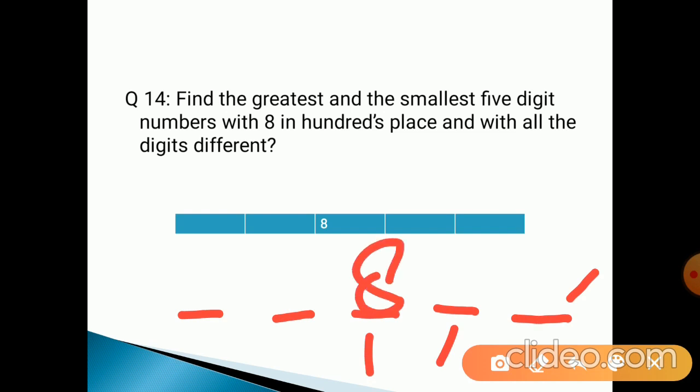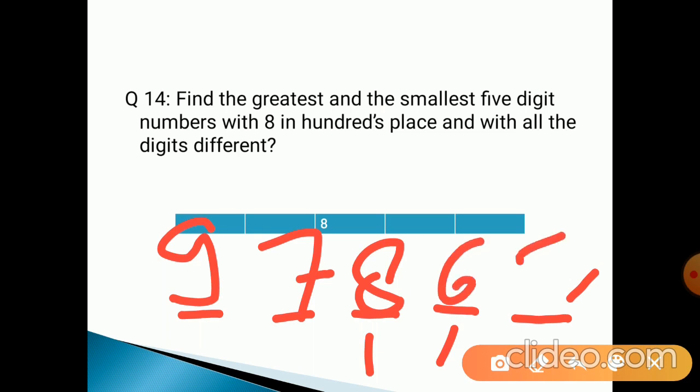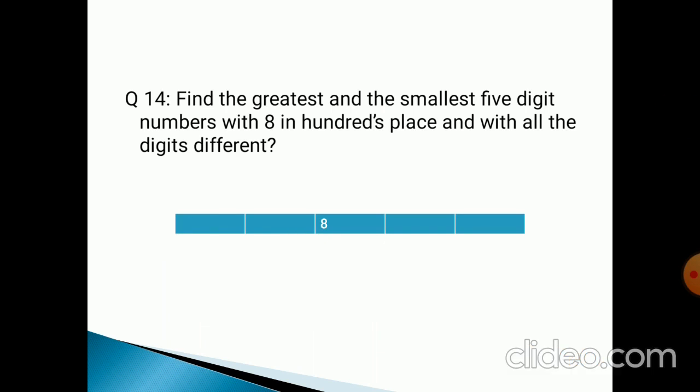So first we will form the greatest number, and what is the greatest digit? That is 9. So we will write 9 at the first place. Now what is the second digit? That is 8, but 8 we have already used. You have to use all different digits. So what will be the next digit? That will be 7. So we will write 7 here. After 7 we will write 6, and we will write 5. So our greatest number is 97,865.